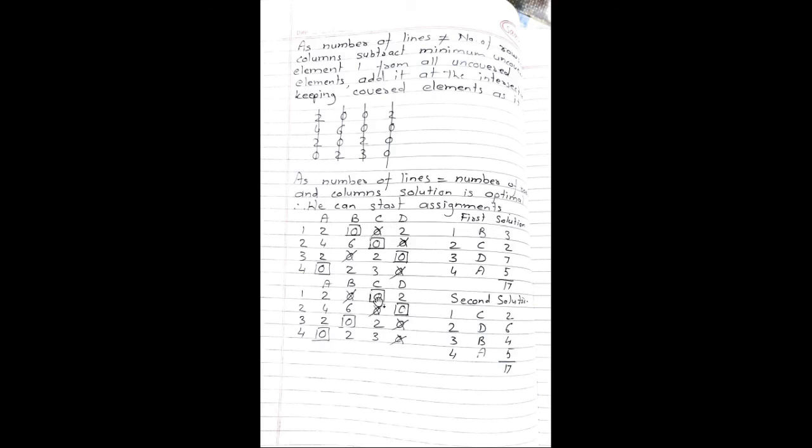Second solution we are getting, instead of this we can mark this 0. If you mark this, we have to cross this. If you cross this, we have to mark this. If you mark this, we have to cross this. And the remaining single zeros we have to mark. So the second solution is nothing but first is assigned to C, second is assigned to D, third is assigned to B, fourth is assigned to E. And the respective addition becomes 2 plus 6 plus 4 plus 5, that is nothing but 17.